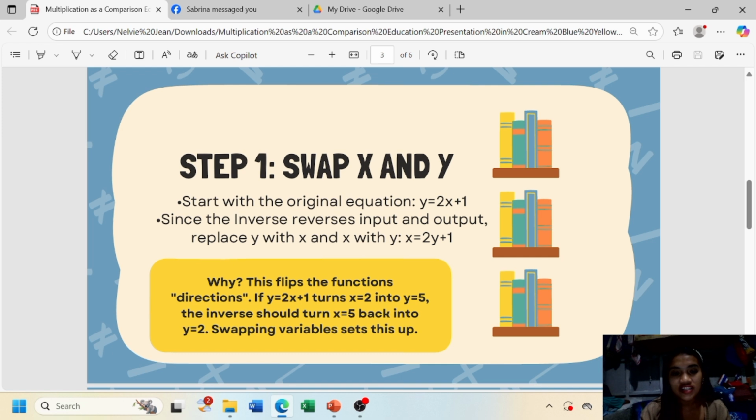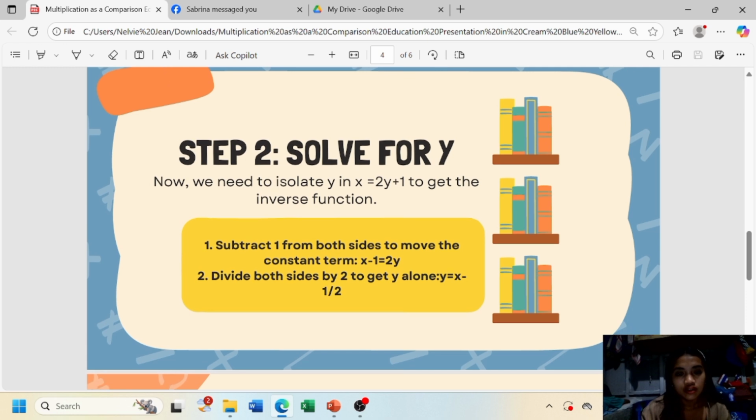Why? This flips the function's direction. If y is equal to 2x plus 1, it turns x is equal to 2 into y is equal to 5. The inverse should turn x is equal to 5 back into y is equal to 2. Swapping variables sets this up.